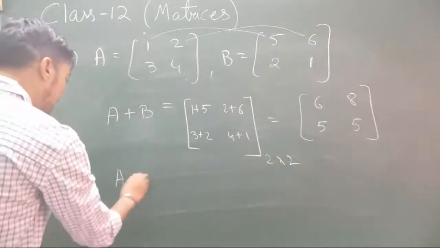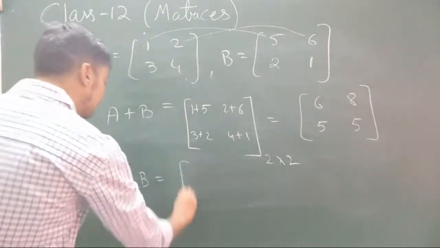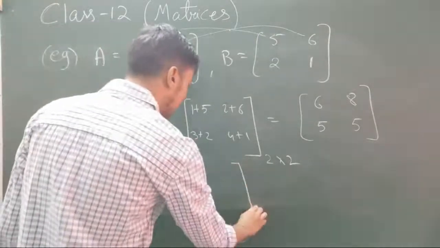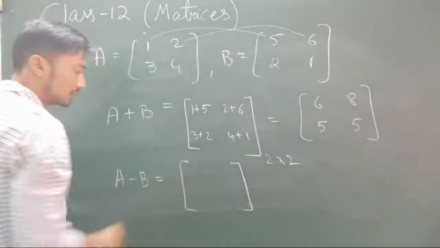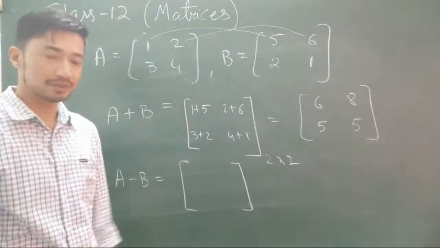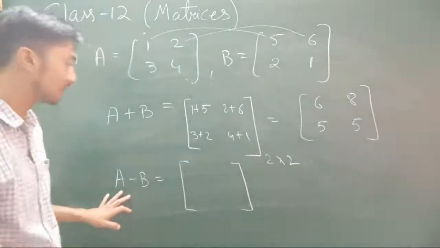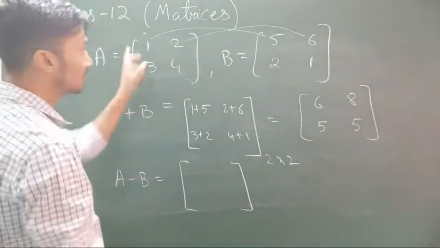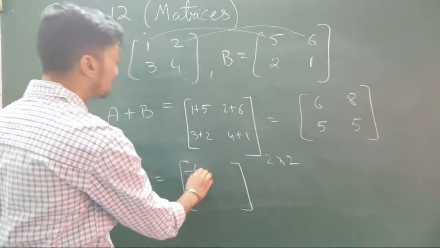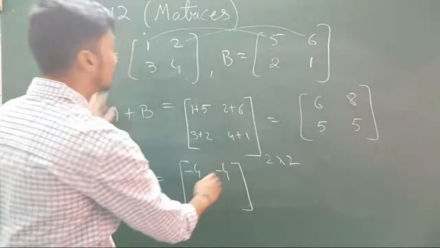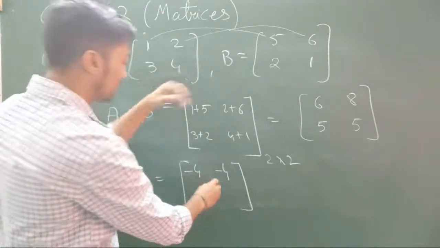Similarly, the same thing goes for subtraction also. That's why I'll just give you the subtraction also. We'll learn the negative of a matrix also, but just how do we subtract directly. Subtraction also will be the same, that is 1 minus 5, minus 4, 2 minus 6, minus 4, 3 minus 2, 1, 4 minus 1, 3.